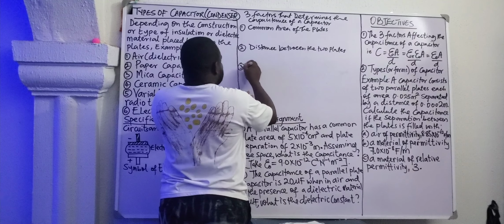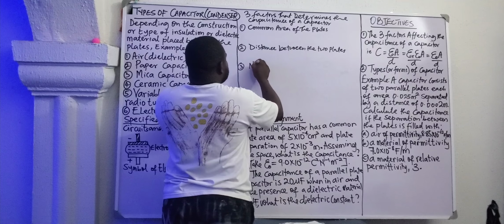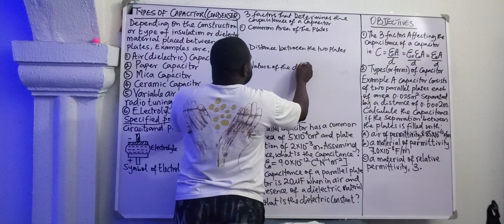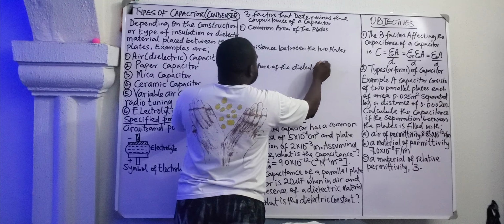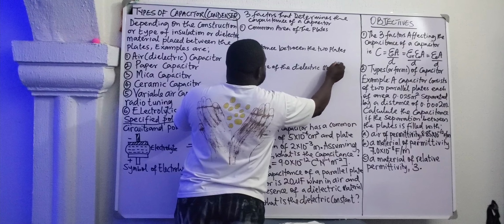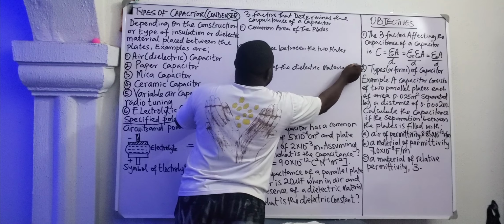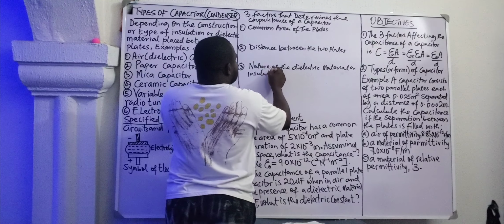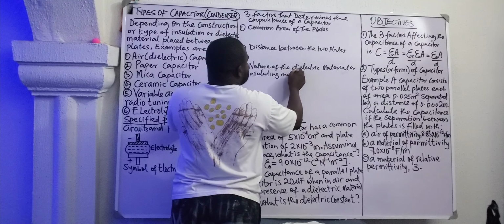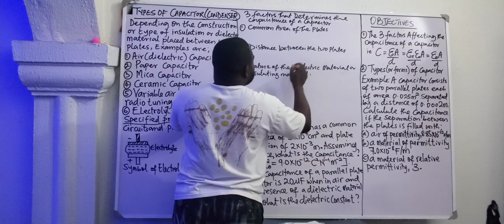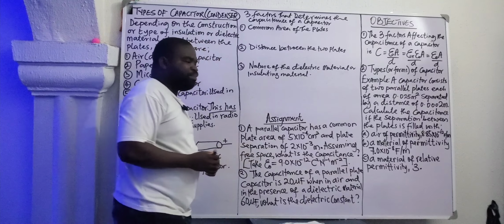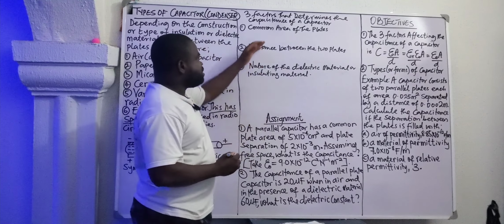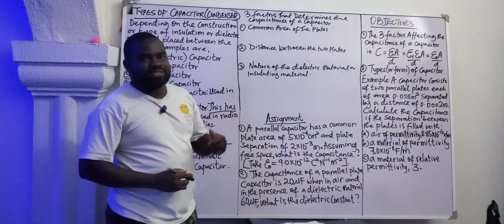And number three is the nature of the dielectric material or insulating material between the plates. Now, this will be represented by the permittivity of the material. Now, how do these three factors affect the capacitance of a capacitor?